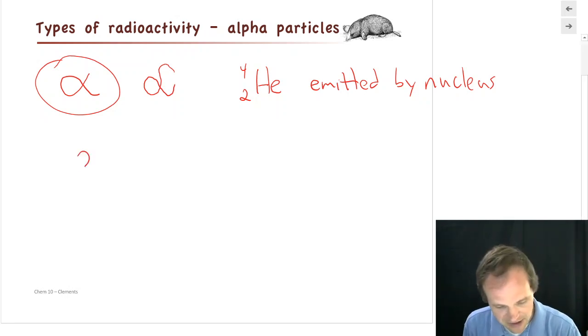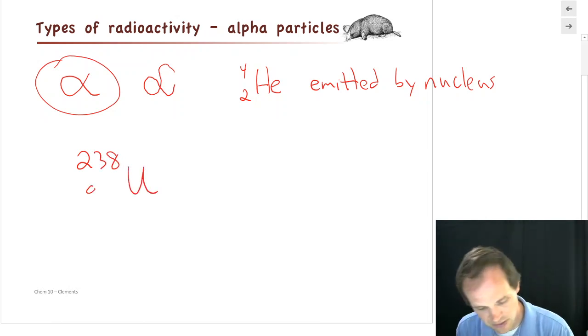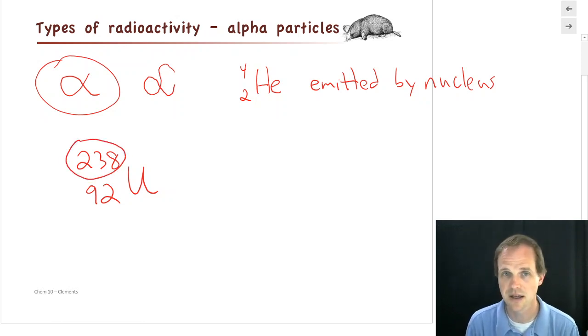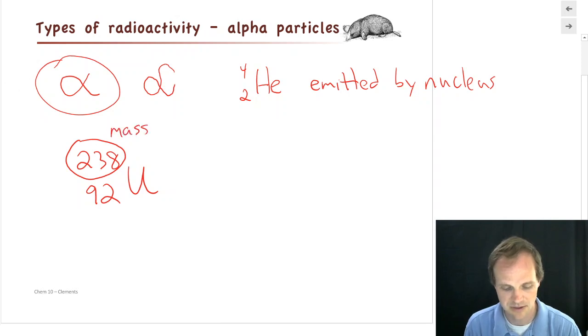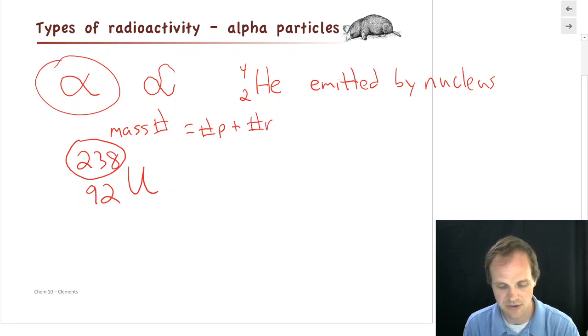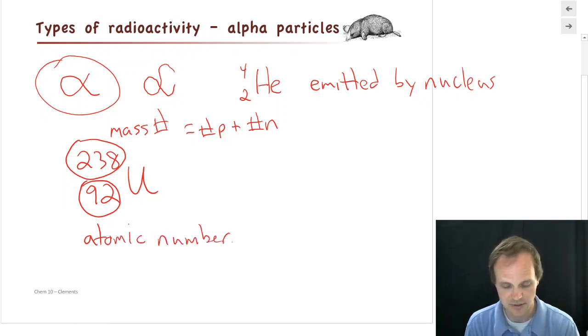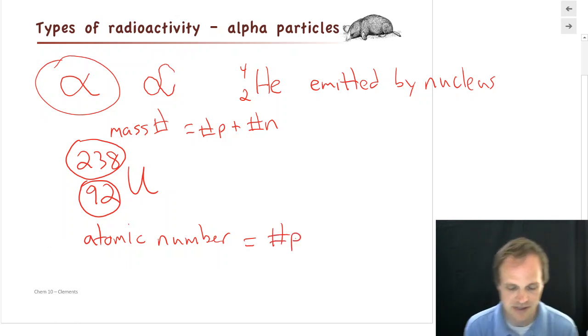Well, a very common one is uranium-238. You remember our notation here. This number in the top left is called the mass number. It's the number of protons plus the number of neutrons. This number down here is called the atomic number. It is equal to the number of protons, as we've done so far, but we'll see that change in just a moment. And then obviously U is just the symbol for uranium.